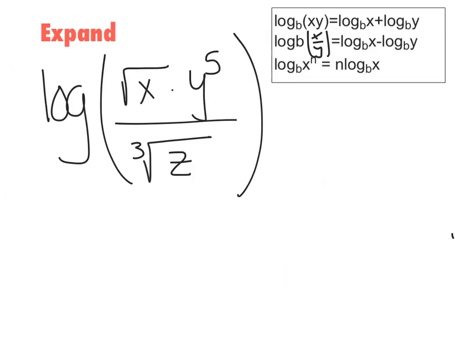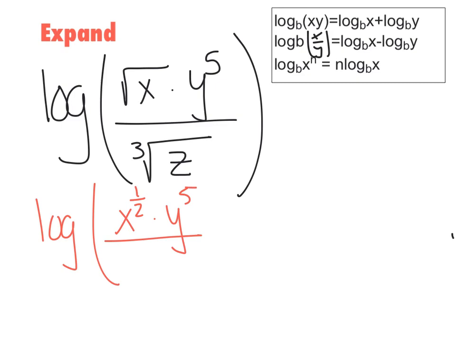I've got 2 quick problems left. All right, we're going to expand this out. Now, there are a lot of log properties going on here. The first thing you have to do is rewrite this for yourself. How do you rewrite a square root? And that's the whole key. I'm going to say that's x to the 1/2. And I have y to the 5th, and I can rewrite the cubed root as z to the 1/3.